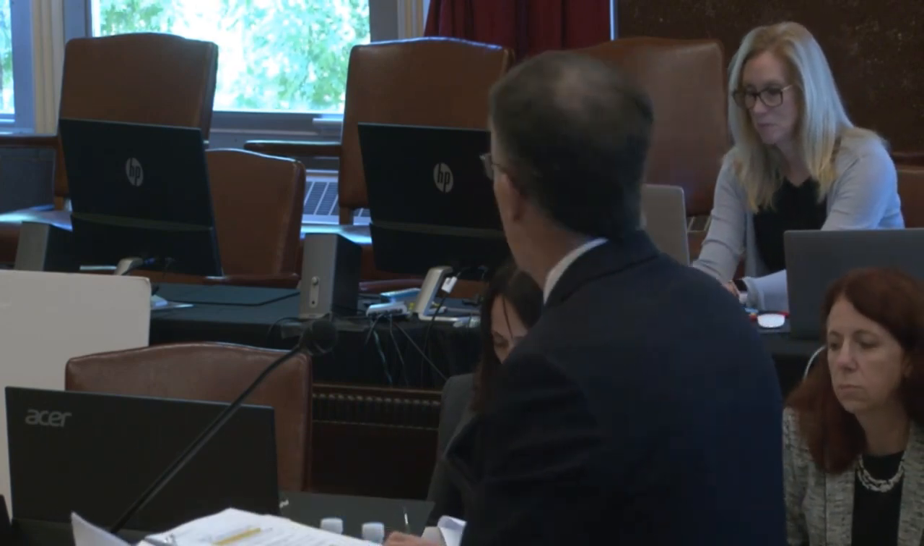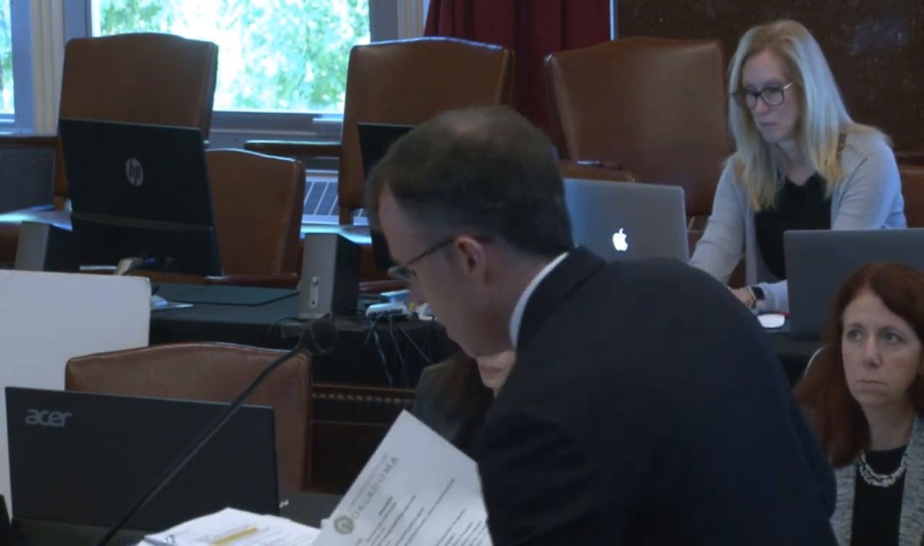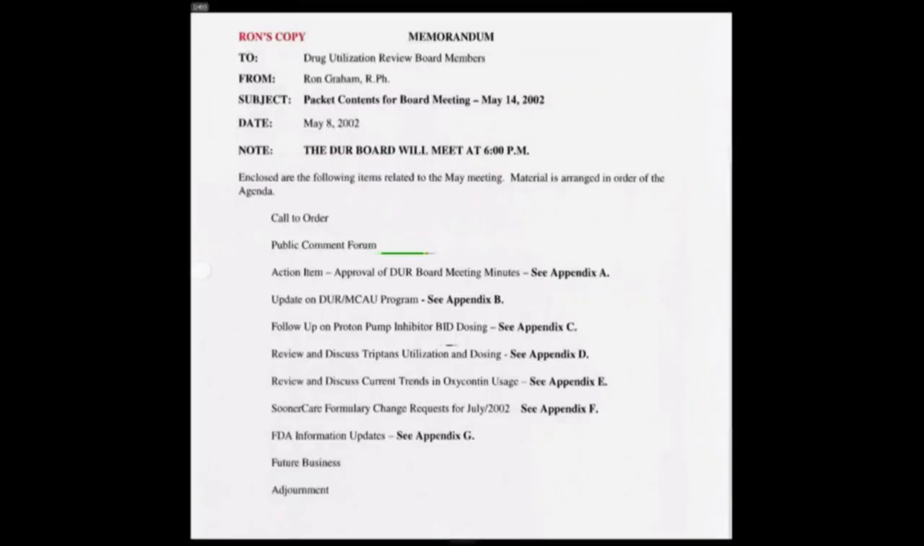And on the first page of this document, we're going to bring it up on the screen, you'll see a list of items. It says enclosed are the following items related to the May meeting with material in order of the agenda, correct? Correct. And if we look down to the item at Appendix E, it indicates review and discuss current trends in OxyContin usage, correct? That is what it says.